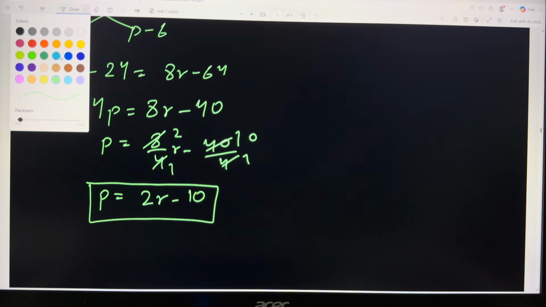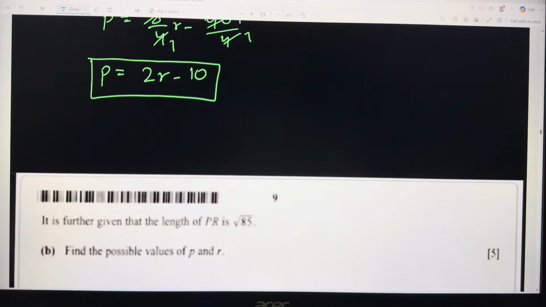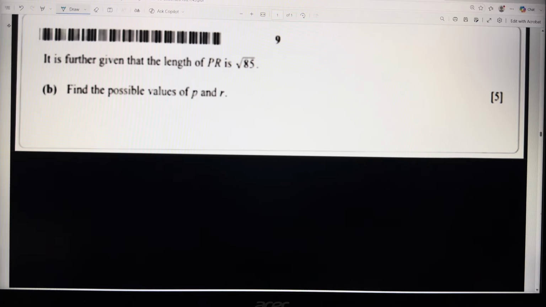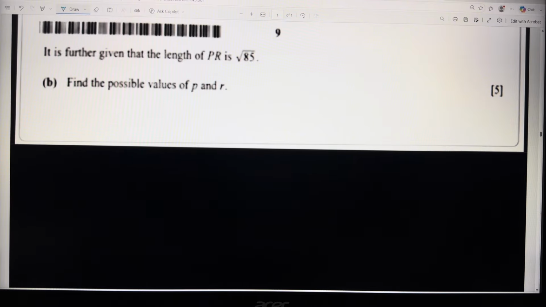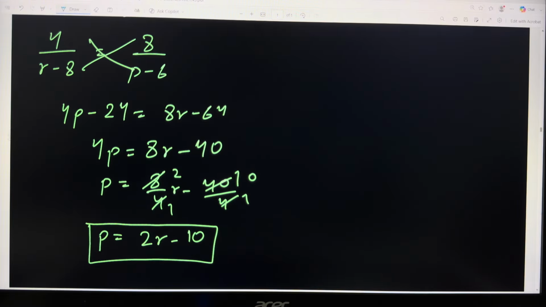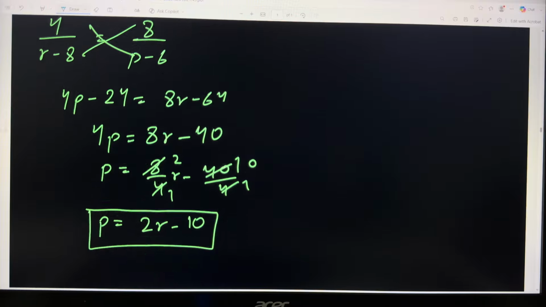Okay, so the next part is that it is further given that the length of PR is root 85. Find the possible values of p and r. Okay, this is for 5 marks. It's further given, so it's adding on to the information. So okay, let's write down what we know.